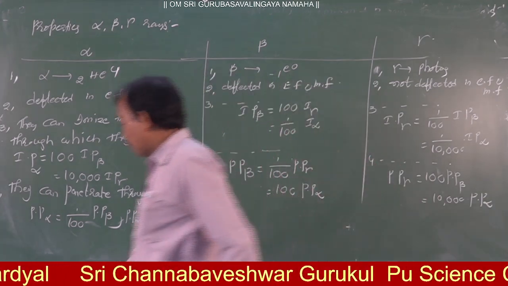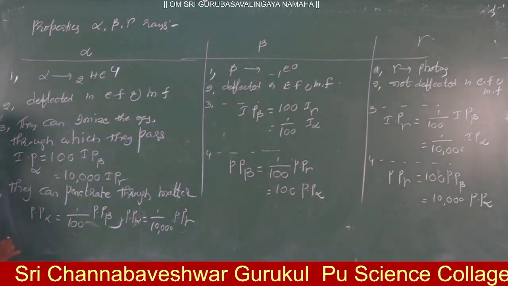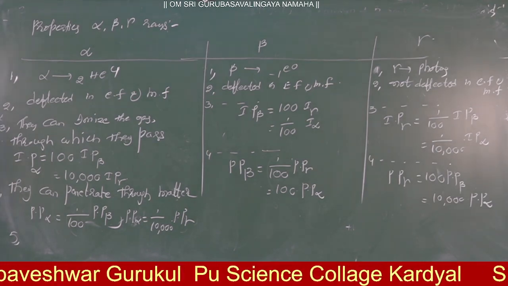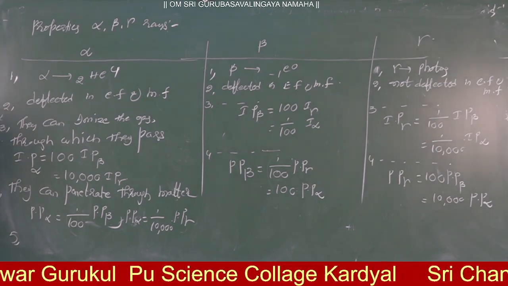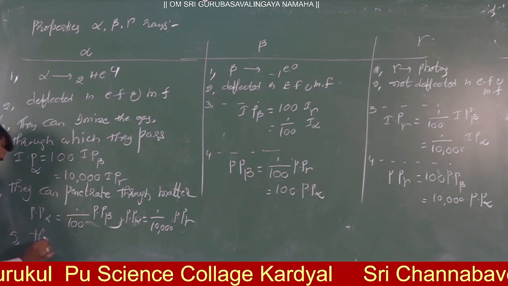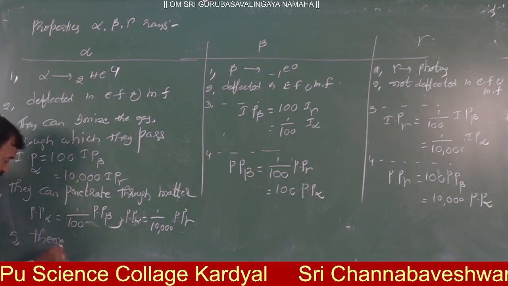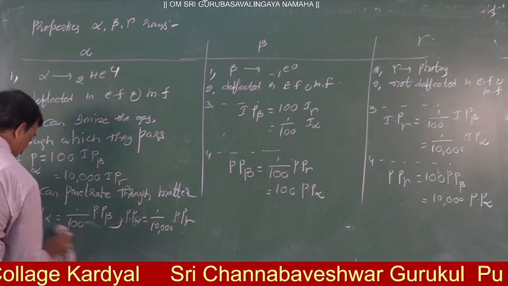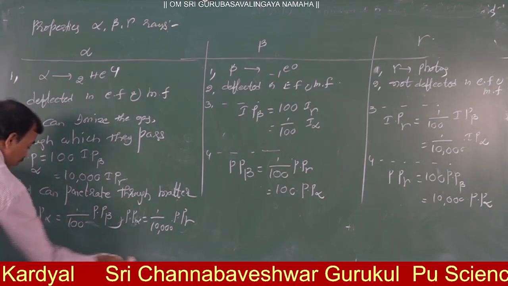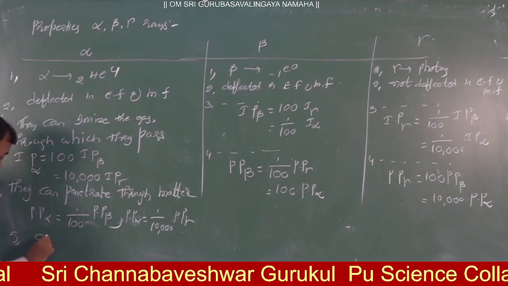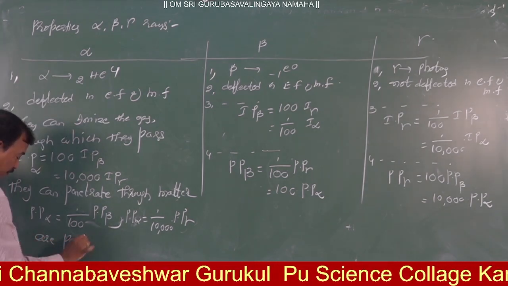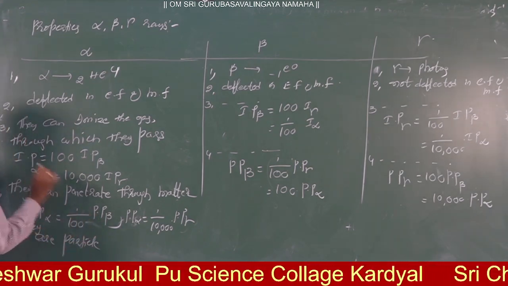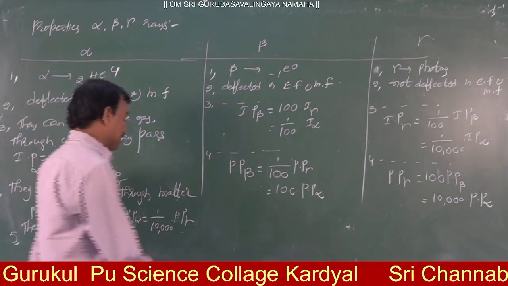Again, the fifth point: alpha rays are nothing but particles. Beta rays are also particles.